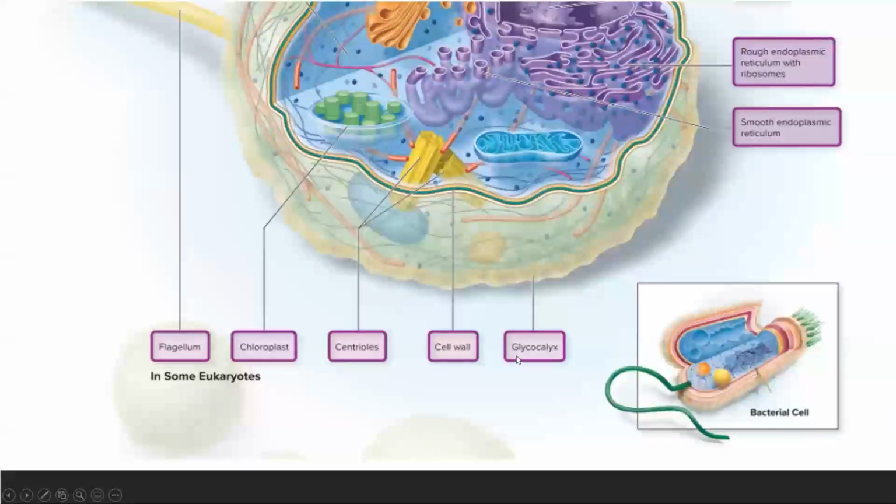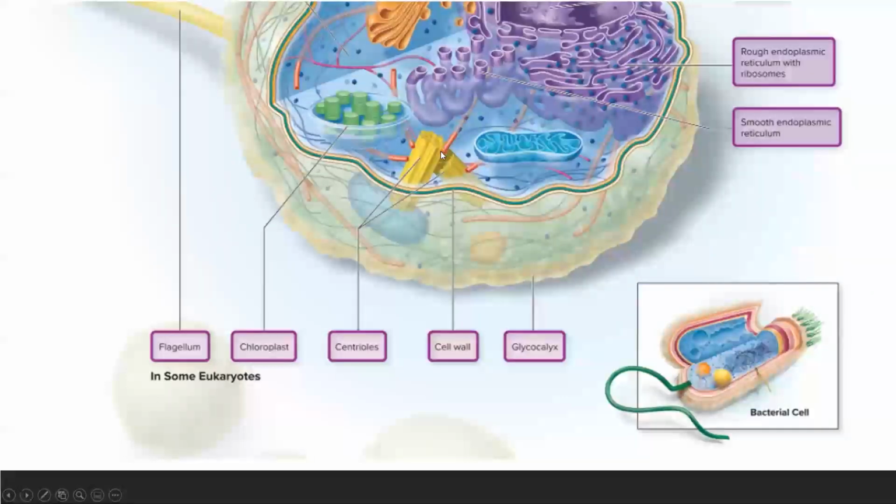We also have the glycocalyx. So this is, again, kind of a slime layer around the outside of a cell, outside the cell membrane, the cell wall. The cell wall is here in green. It's important to note that not all eukaryotes will have a cell wall. So plants would have a cell wall, fungi have a cell wall, but you and I, we're not going to have cell walls.